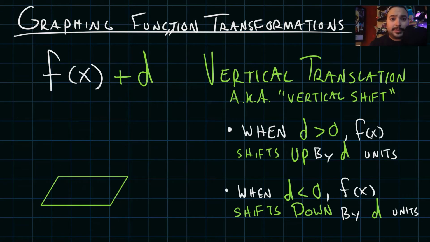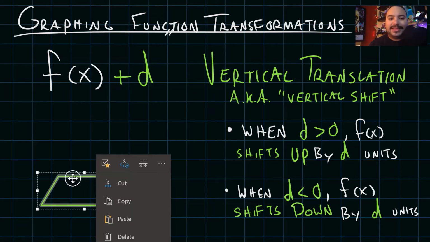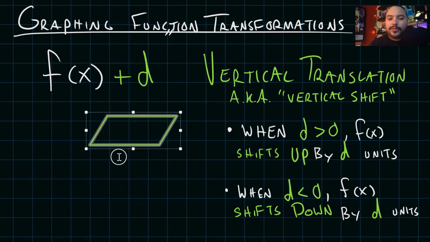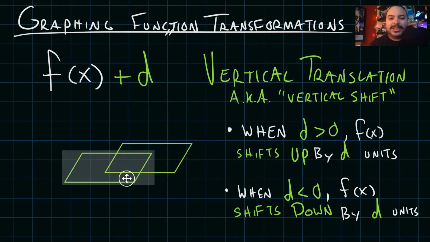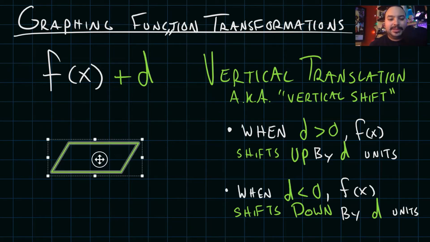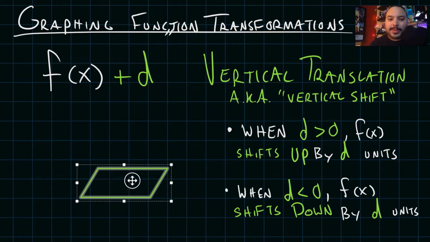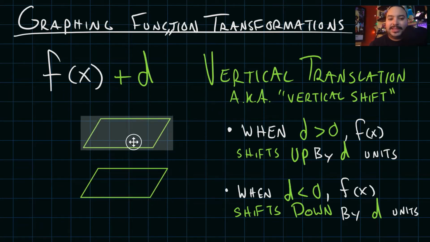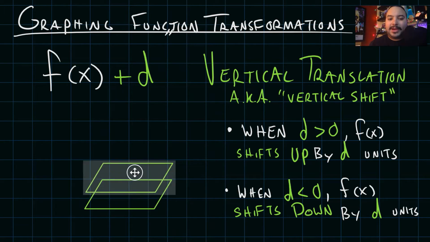So the first vertical transformation we're going to discuss is vertical translation, as seen here, represented by plus d on the outside of our original function f of x. So a translation you can also think of as a shift. Translation is a word from geometry that means to move an object without changing its shape or size, or without rotating it. So a translation is simply just moving an object around a space. And a vertical translation means that we're going to be moving up and down vertically.